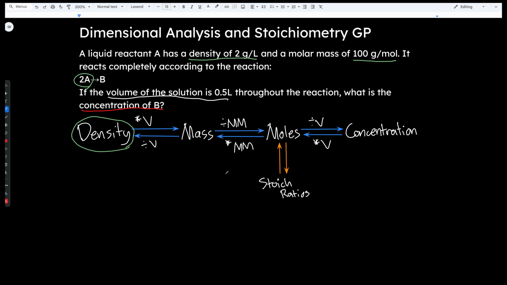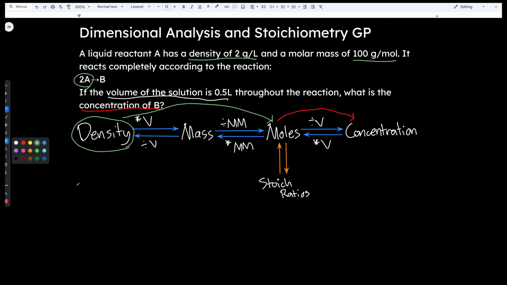So what we're going to have to do is convert this density to moles, go through the stoichiometric ratios, the expected ratio from the reaction, with what we actually have, to convert that to moles of B, and then use the volume to convert moles of B to concentration. So this is basically what our roadmap looks like. Convert density to moles. We're going to go through the stoichiometric conversion. Then we're going to convert moles to concentration of B after that.